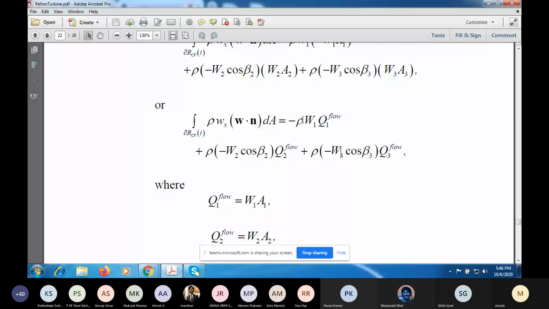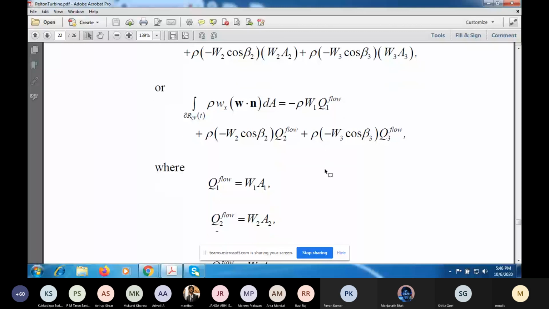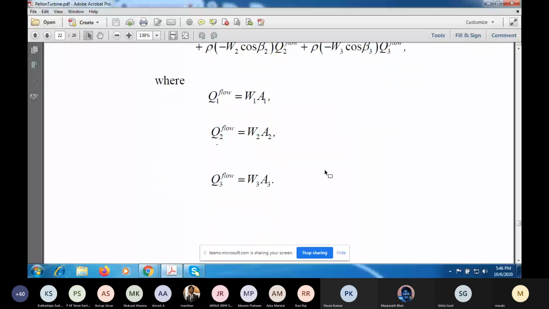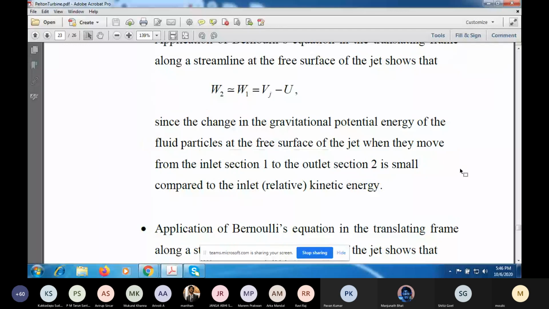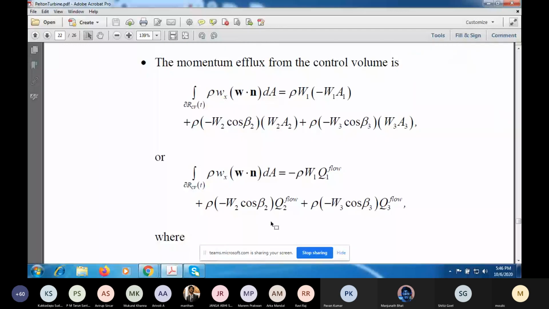So one can factor out rho times Vj minus U from all the three terms on the right hand side of this equation. Note that this is a scalar equation. And you have a minus sign in all the three terms, so you can factor out the minus sign also and write it as minus the density times the relative speed Vj minus U at the inlet as well as the two outlets. And then you have Q1 flow plus Q2 flow cos beta 2 plus Q3 flow cos beta 3. The cos beta 2 and cos beta 3 remain as they are. The only thing we have recognized is that W2, W3 and W1 are the same and they have been factored out.